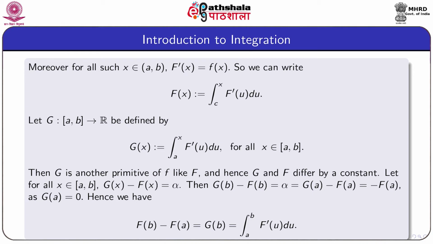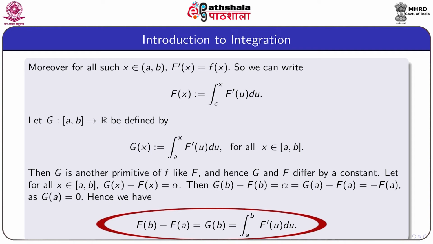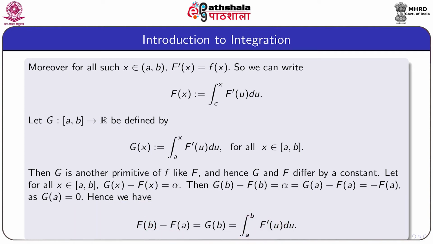If we put x equal to b, then we find Gb minus Fb equals alpha. Now we put x equal to a, so Ga minus Fa equals alpha. That is, we find Gb minus Fb equals minus Fa, as Ga is 0. Thus, we have Fb minus Fa equals Gb, which equals the integral from a to b of f dash u du.